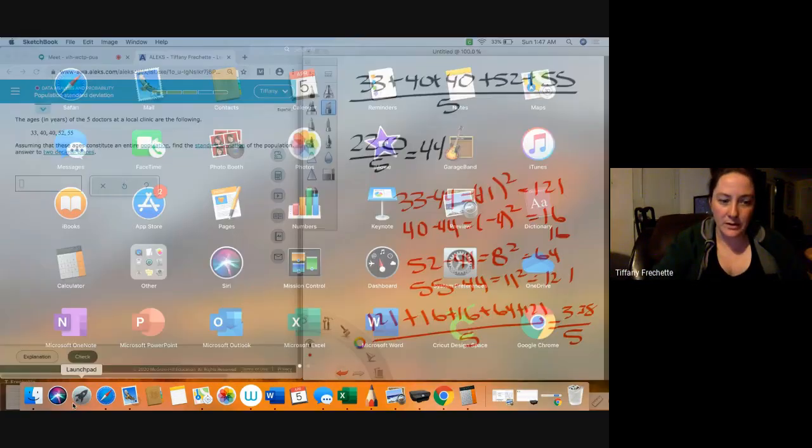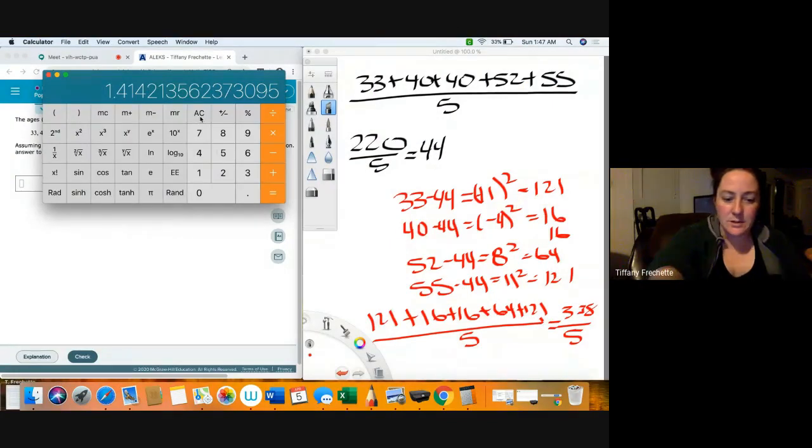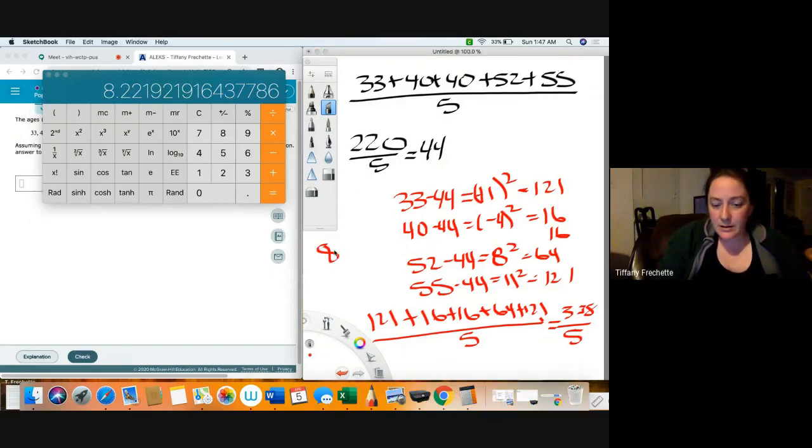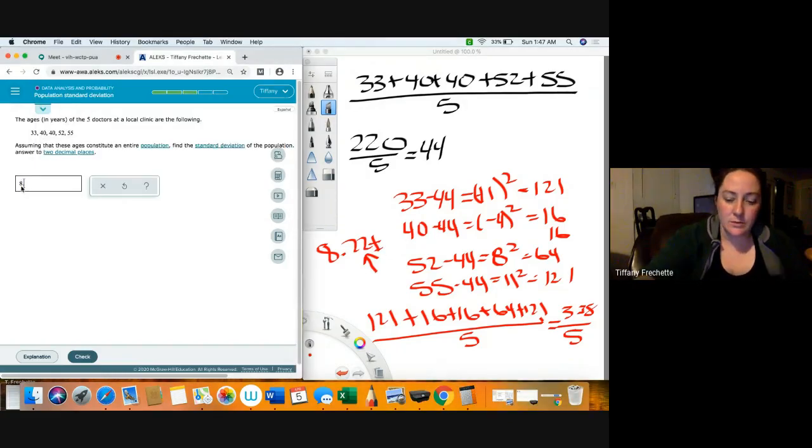All right, I'm going to flip over to my calculator again real quick. So we have it typed in: 338 divided by 5. I get 67.6. Don't forget to hit the square root button, because your answer is not the 67 number. So we go around to the second number after the decimal. I'm looking at the 1. Since it's a 1, it just drops off, and we type in 8.22. And we check.